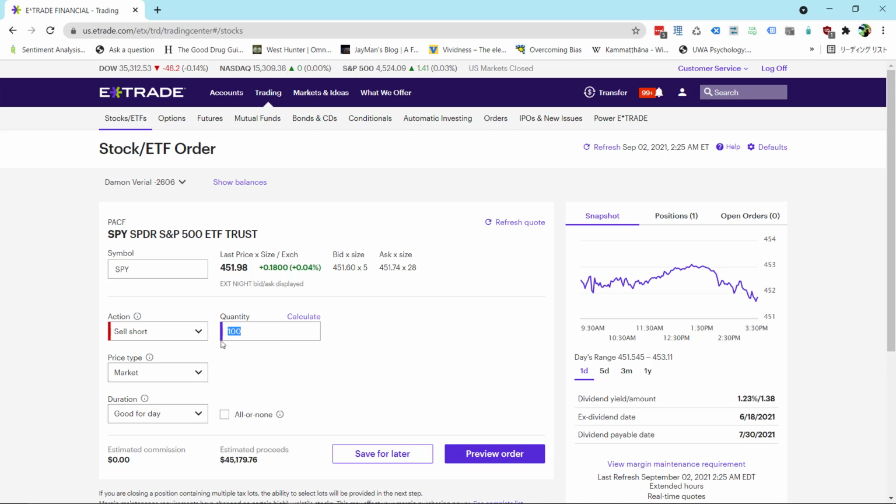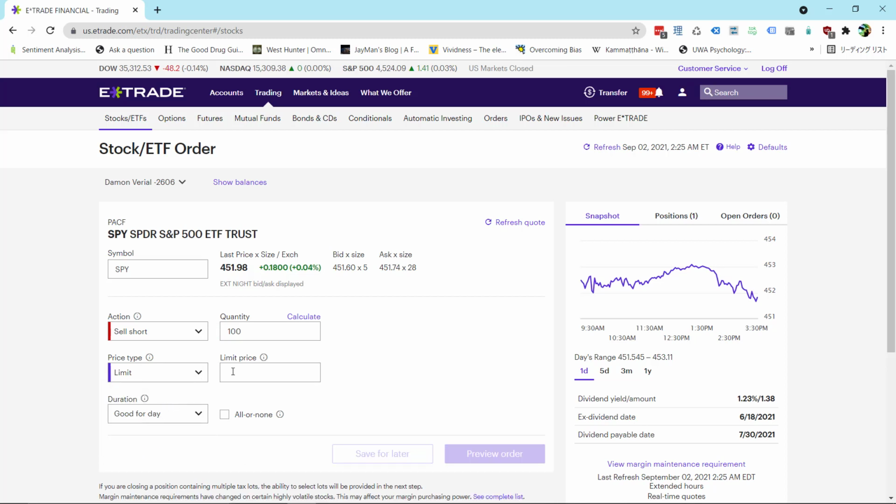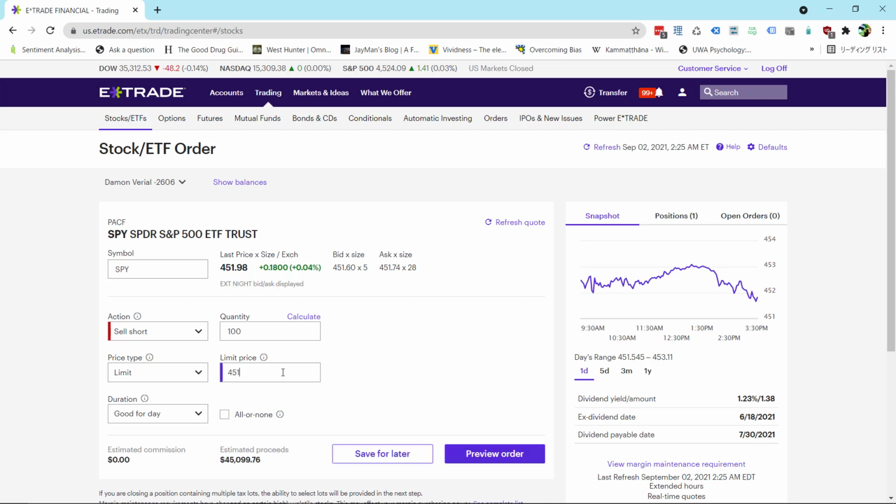So, like I said, that bid to ask spread right here is pretty important because in general, you're going to want to go with a limit order. And a limit order says that I want to sell the SPY for no lower than a certain price. So you can see that the bid is 451.60. Maybe that's too low for me. I'm not willing to sell it at that price. Let's say I want to sell it at 451.7.